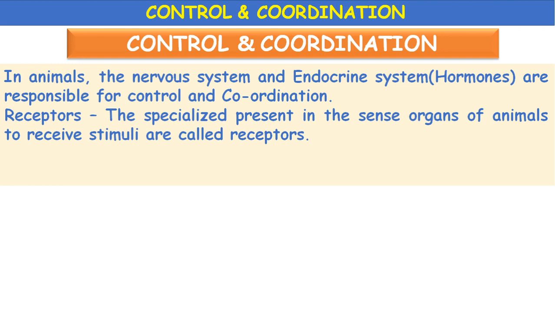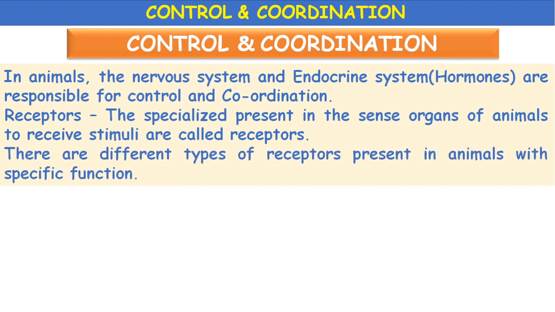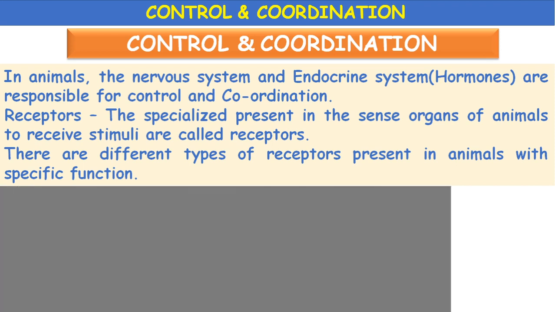So here receptors are the special cells, specialized. They are present in the sense organs of animals to receive stimuli, and these cells are called receptors. The specialized cells present in the sense organs of animals to receive stimuli are called receptors. There are different types of receptors present in animals with specific functions. The coordinated activity of any organism depends on the continuous input of information from both the outside world and the internal environment.